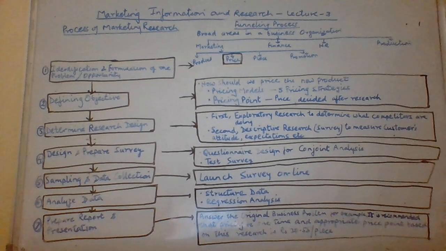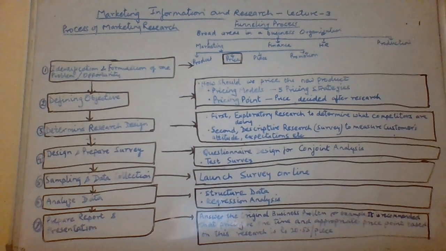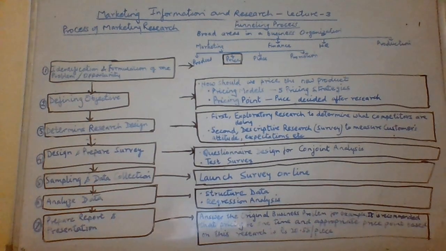The fifth step in the process is sampling and data collection. For example, with the help of technology, we launch a survey, maybe online, and get as much of the intended information or data from the people to whom we intend to sell the product, and that is again a part of data collection.